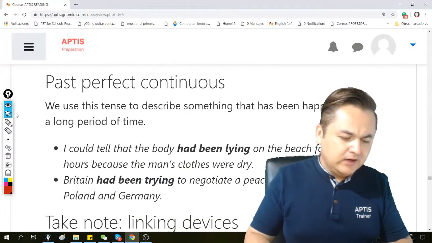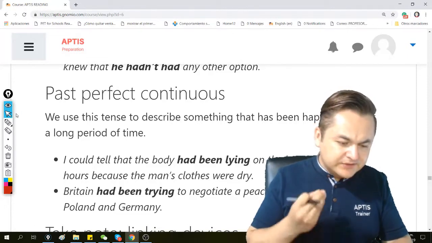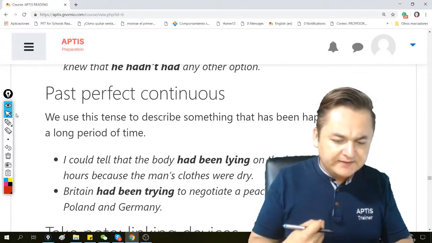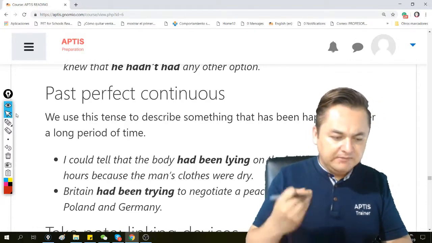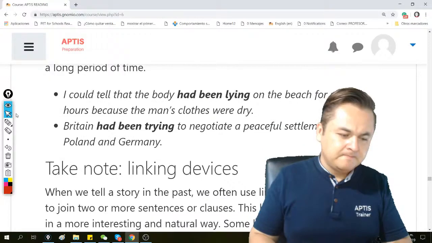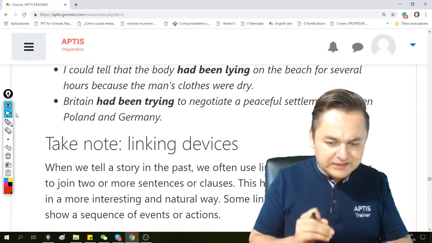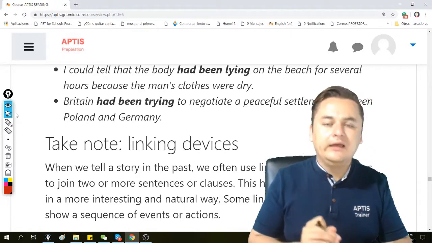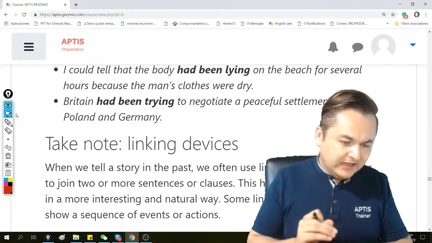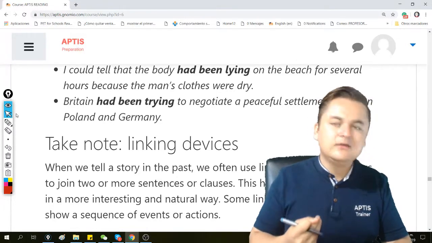Then we can talk about the past perfect continuous. We use this tense to describe something that has been happening over a long period of time. For example, I could tell that the body had been lying on the beach for several hours because the man's clothes were dry. Britain had been trying to negotiate a peaceful settlement between Poland and Germany.